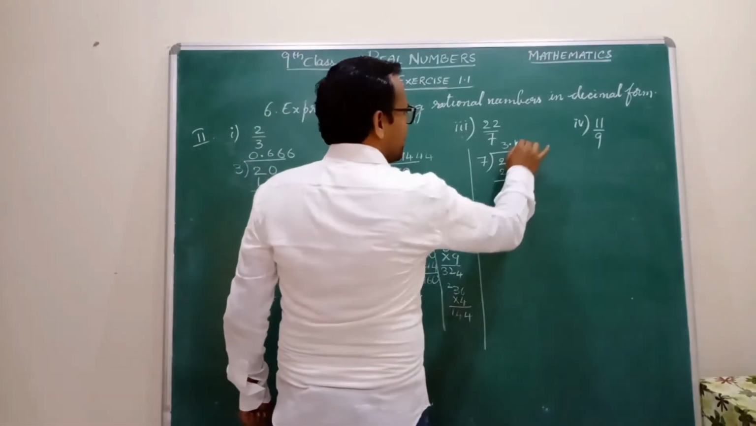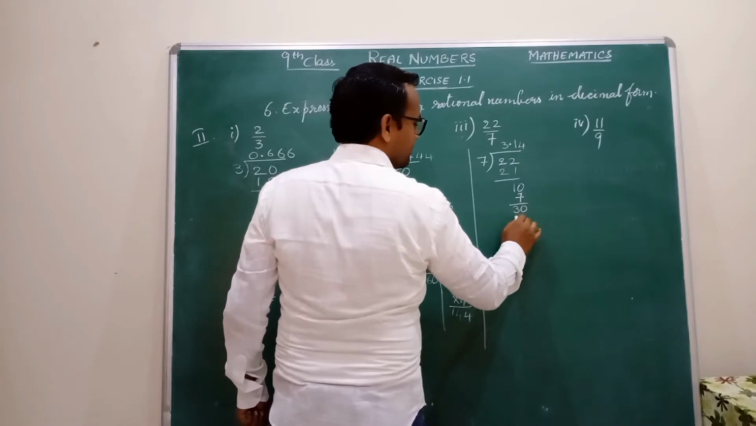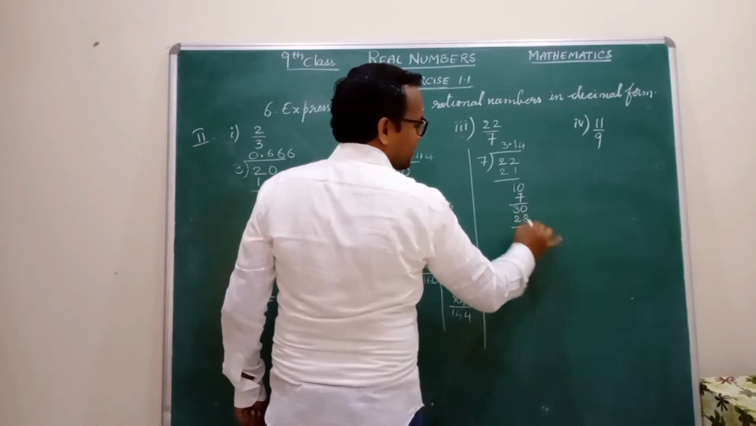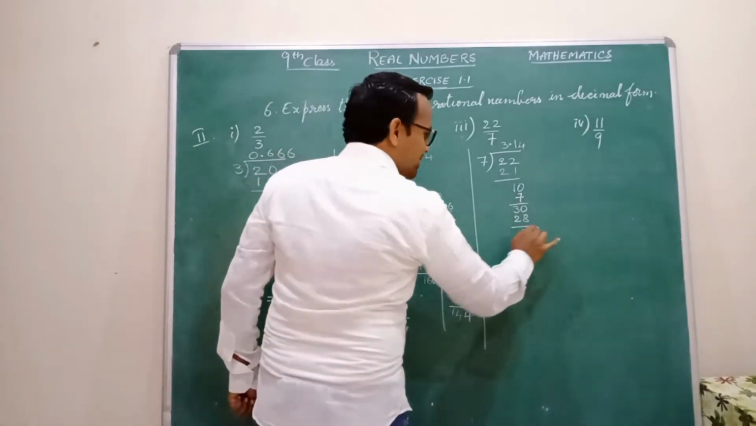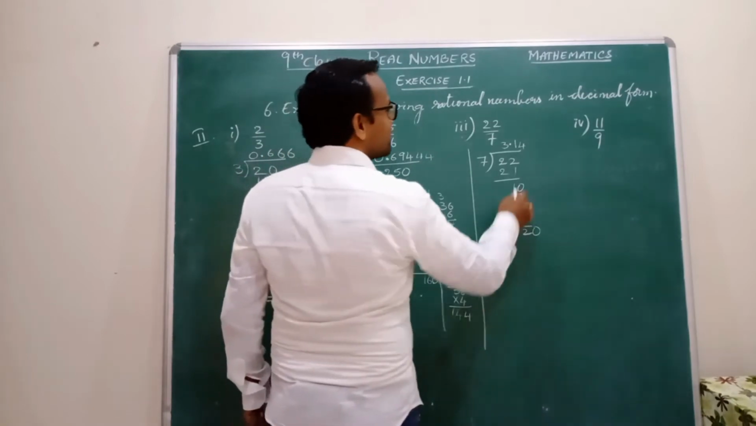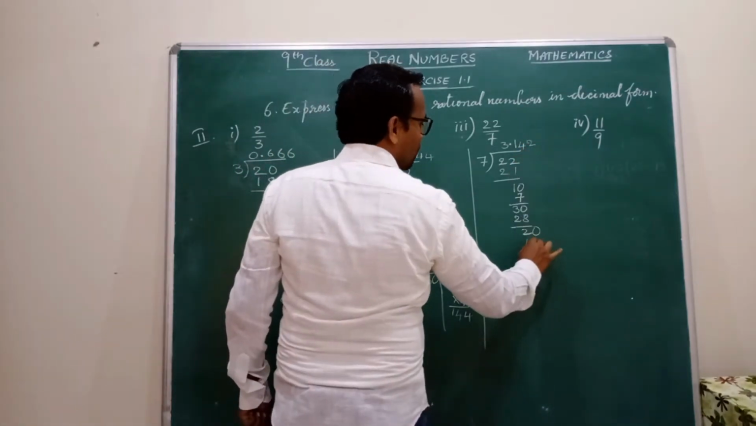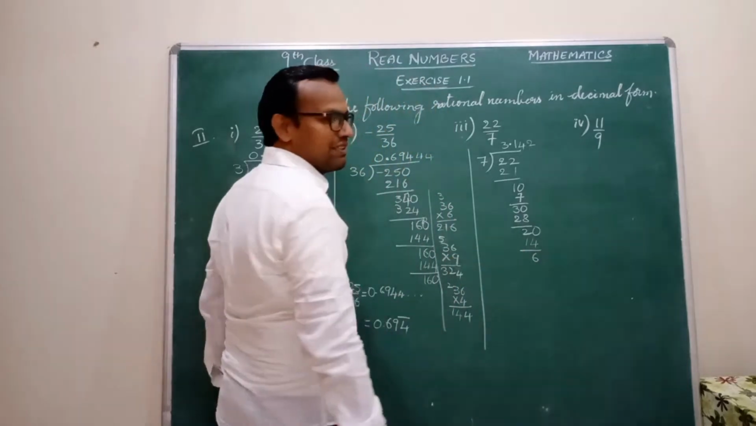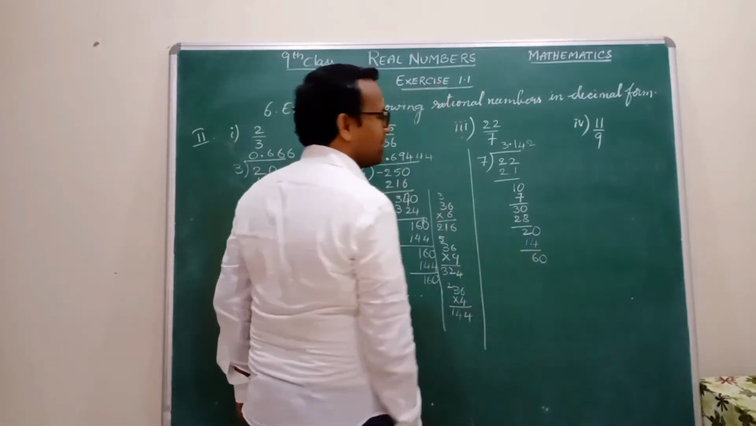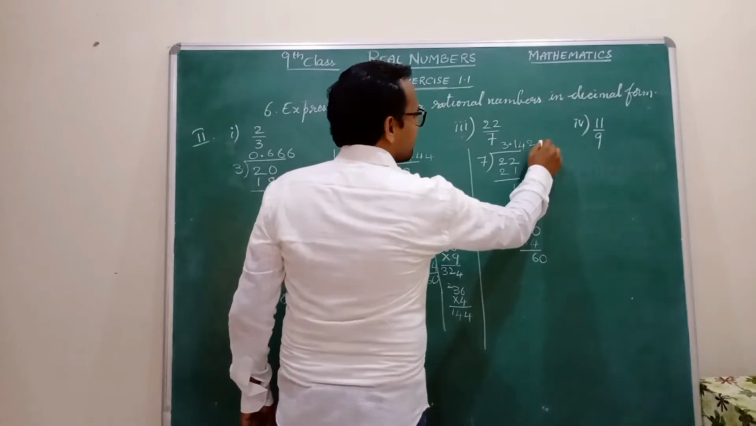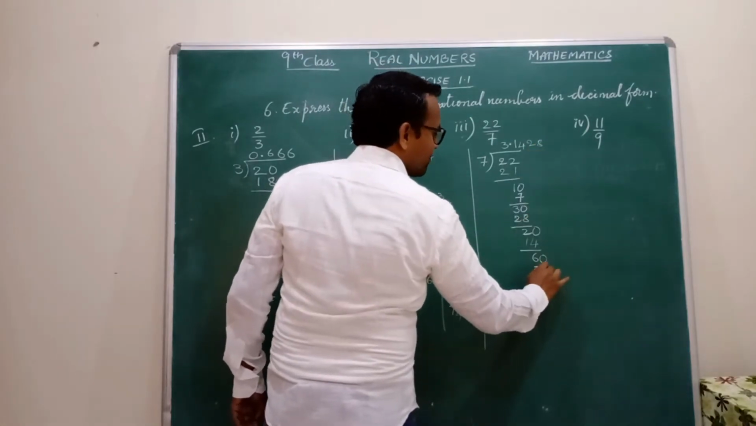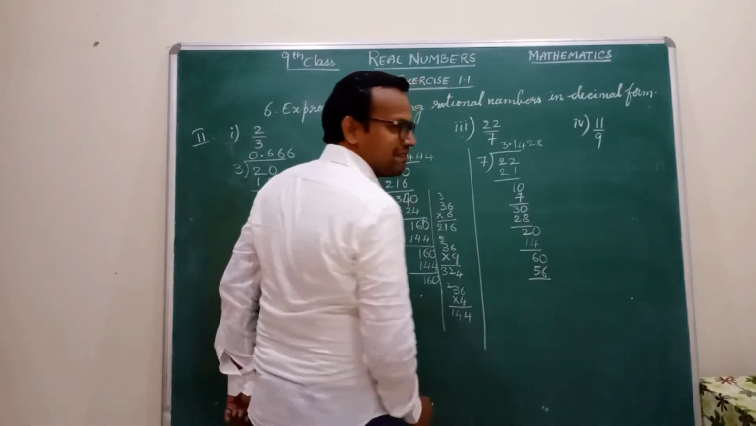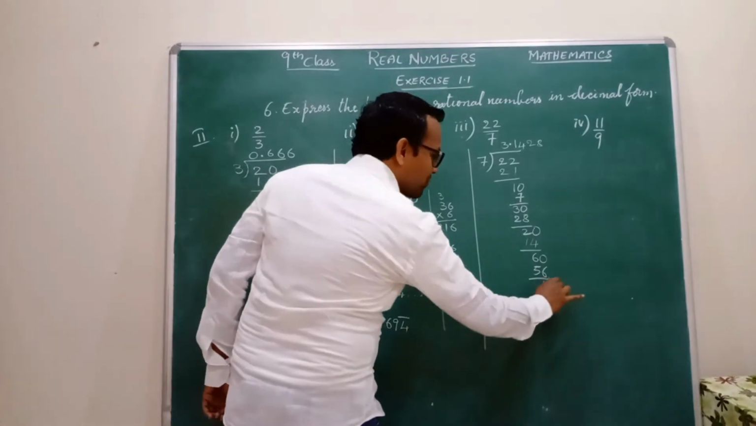7 4s are 28. 2 is there, so 0 is added. Now 7 2s are 14 and then 6 is the difference. Take 0. 7 8s are 56. 60 minus 56, the difference is 4.